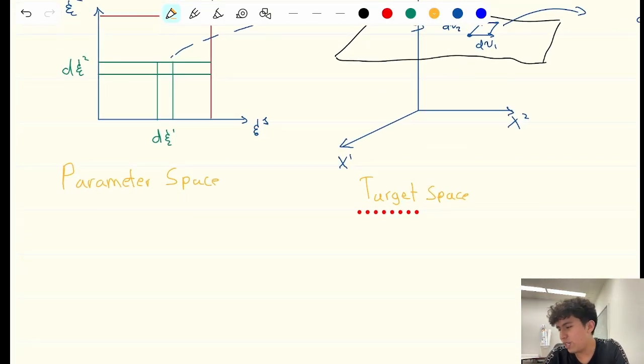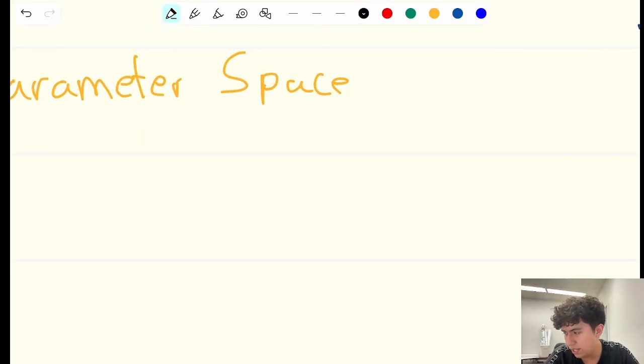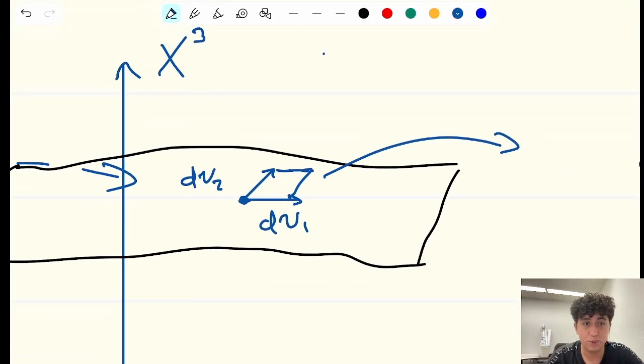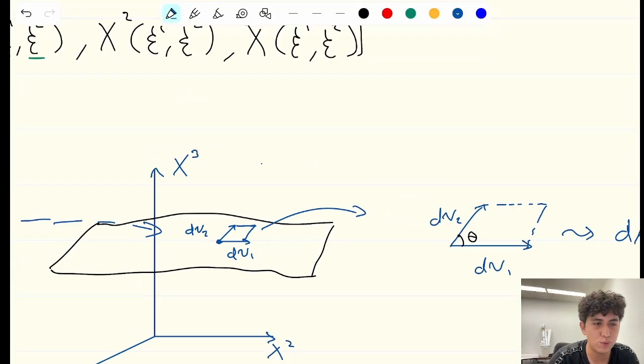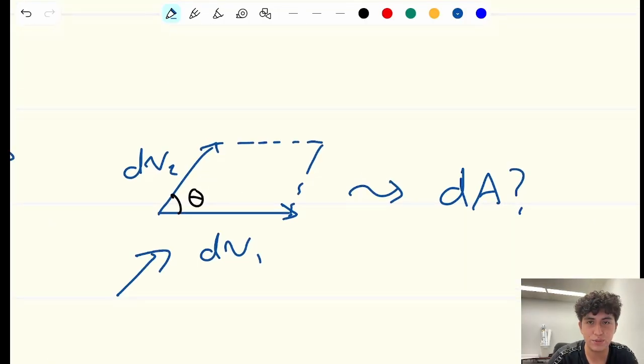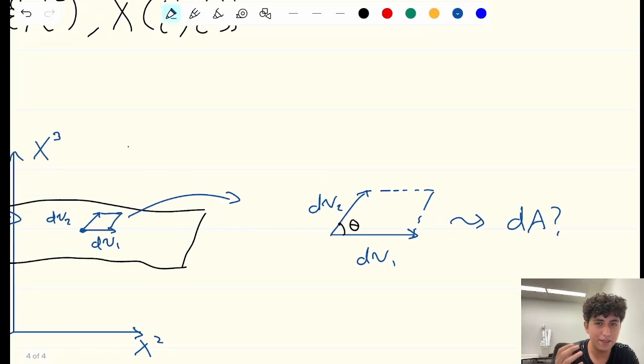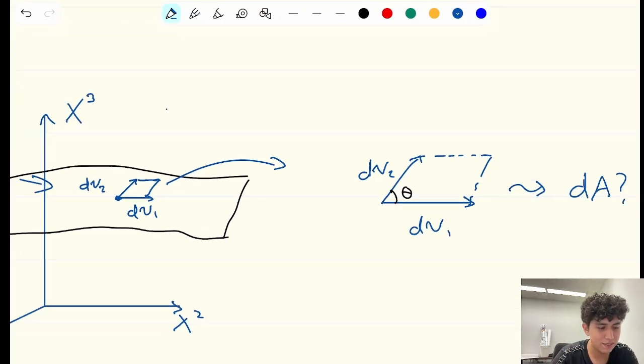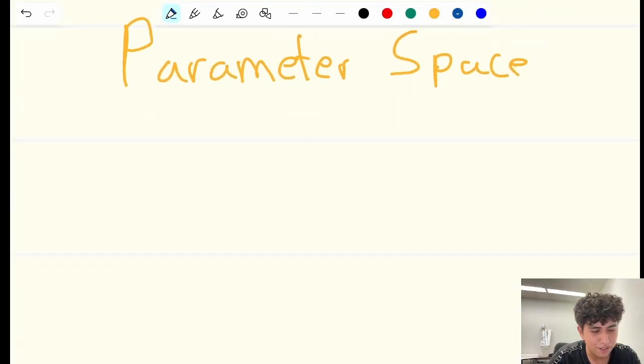From multivariable calculus, we know the following: let's say we're in the target space and we take a small chunk from it, then we can define two vectors that make up this surface in the parameter space. These vectors are going to be db1 and db2. So we want to calculate the area of this little chunk of space in the target space, or on the surface. And we're going to do that.